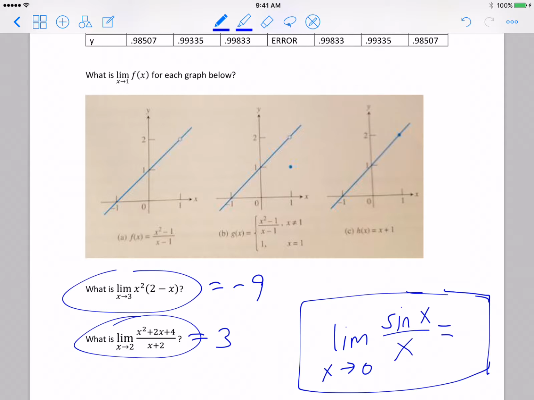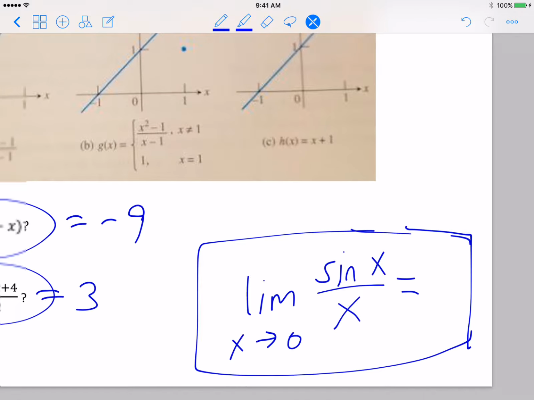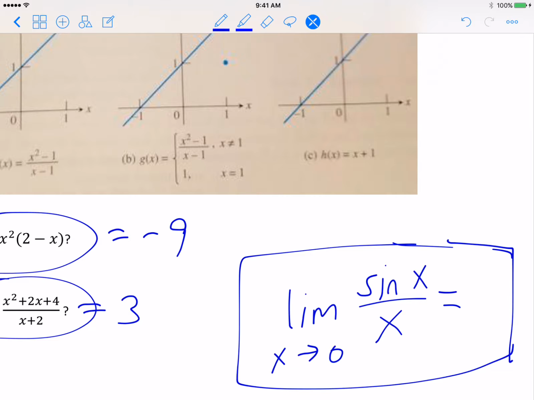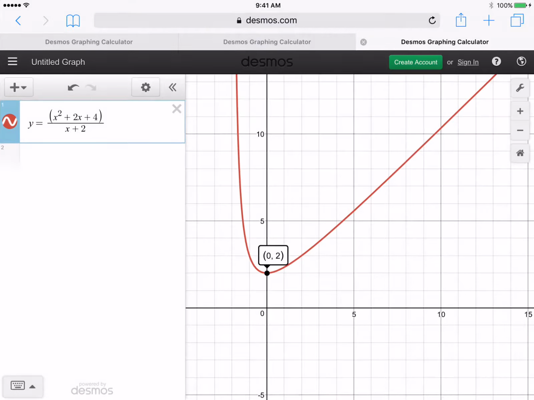And the third one I want to show you, this topic is also covered in the bottom half of page 60. It's good to read that section. I would recommend you read that section. But if not, I want you to know the limit of sine of x over x as the x value approaches 0. Let's take a look at the graph for that.